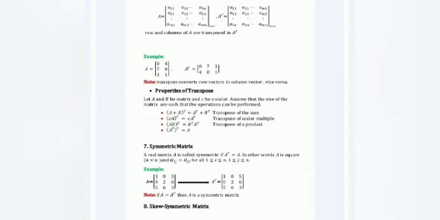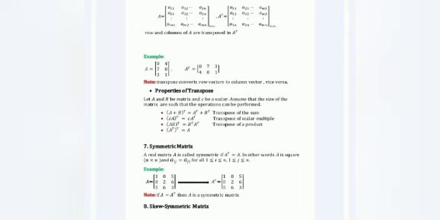And seventh one, symmetric matrix. A real matrix A is called a symmetric matrix if A transpose is equal to A. In other words, A is square n into n and Aij is equal to Aji for all 1 less than or equal to i less than or equal to n, and 1 less than or equal to j less than or equal to n.